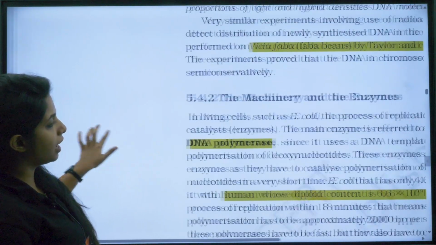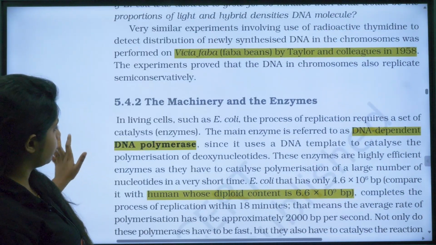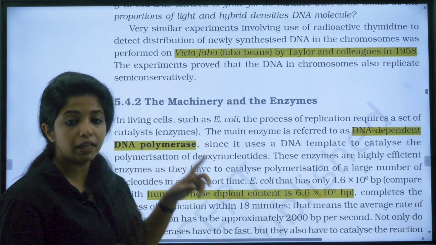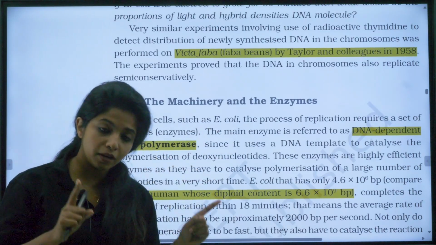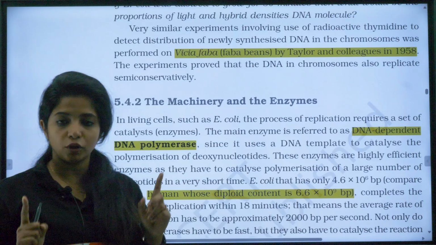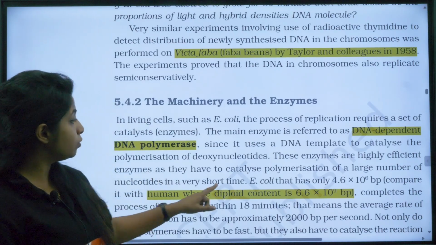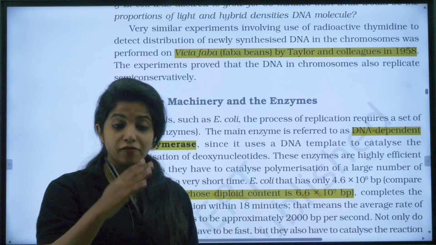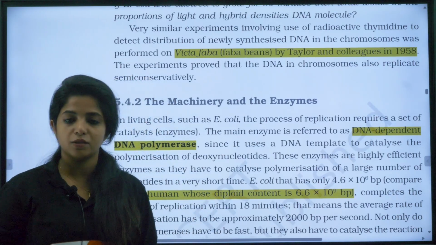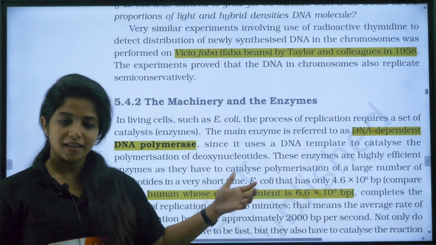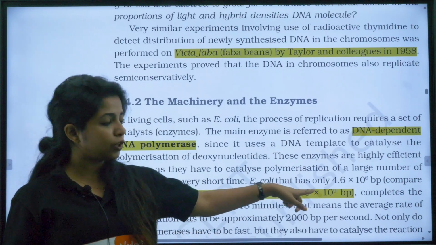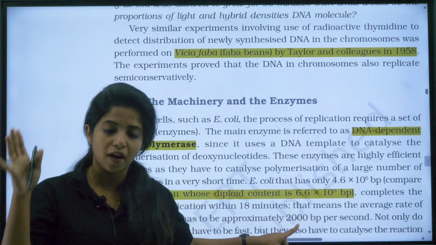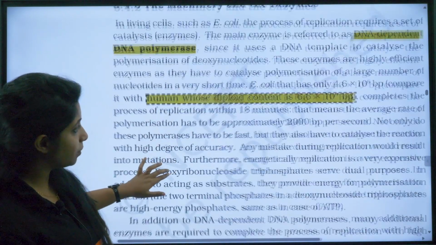Now, what do we have? We have DNA replication, my dear children. You should know DNA replication is done by DNA dependent DNA polymerase. What dependent? They are dependent on DNA only. Human diploid content is 6.6 into 10 to the power 9 base pair. We saw the haploid content was 3.3 into 10 to the power 9 base pair, so diploid content is double. All our cells have this. Only gametes have half the amount of DNA.